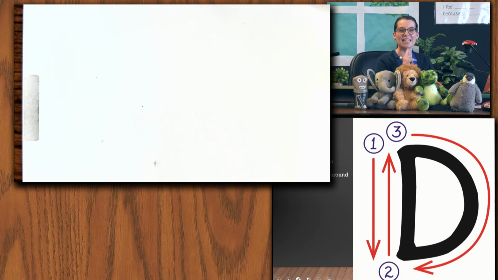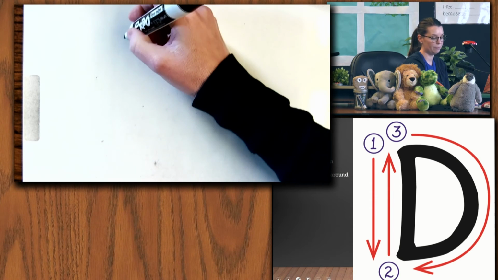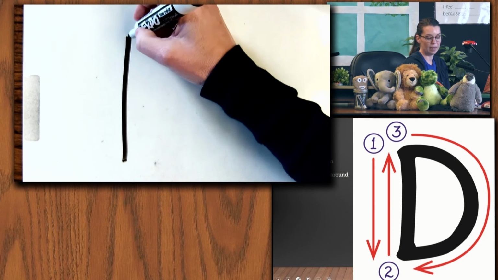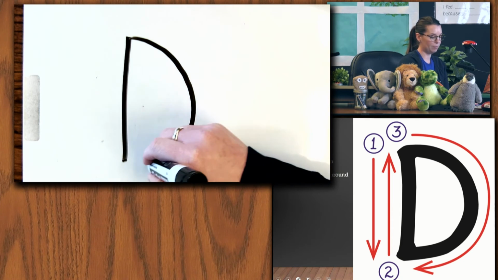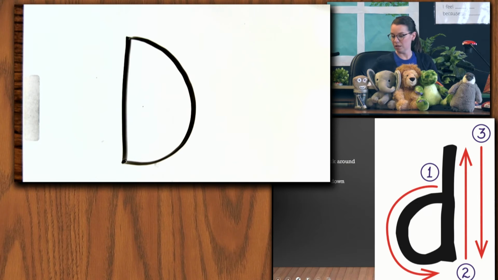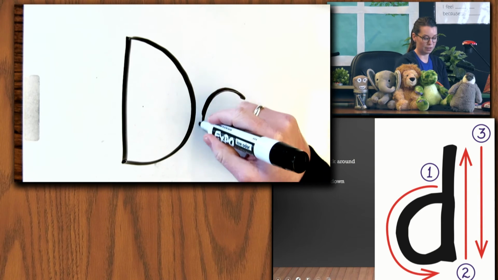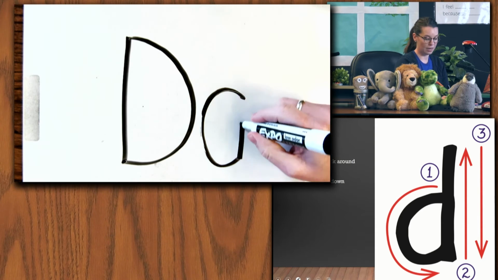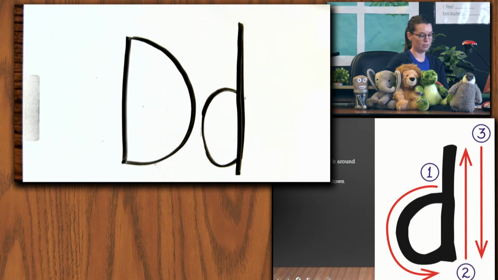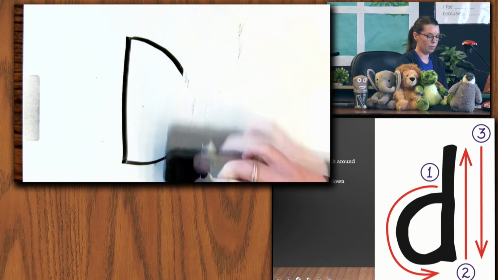D. D says D. It's a letter that's tall, so pens up, line down, back up, big bump around. Lowercase d says D. Pens out, bump back around and stop, line up, line back down. D says D, and the bump is on the back like a diaper. Erase.